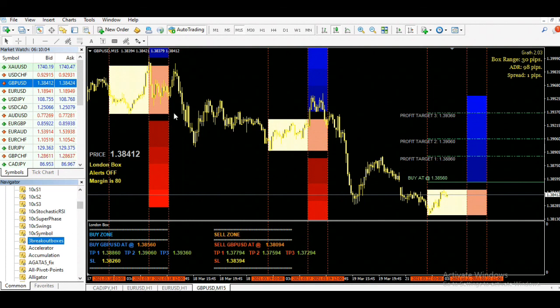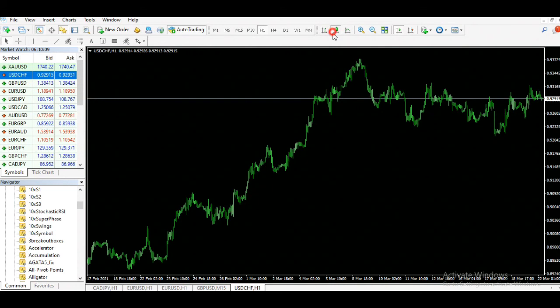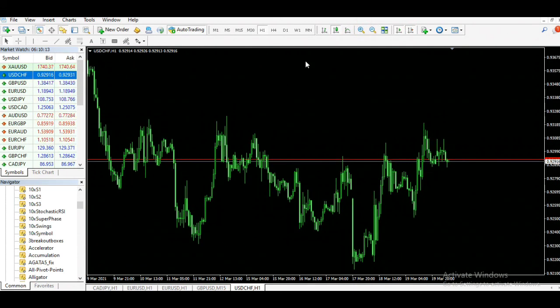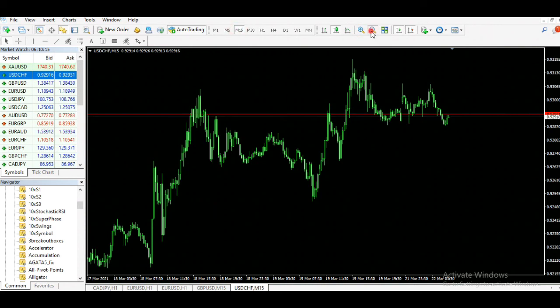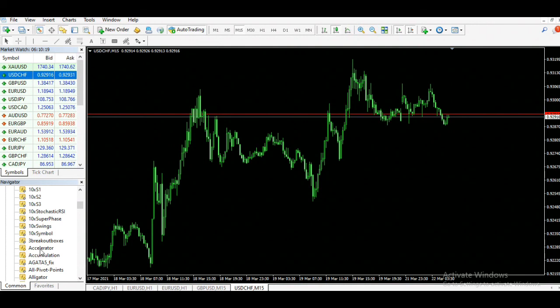It gives you the exact entry level and take profit levels for the buy zone and sell zone. Moreover, the indicator draws the London box, New York box and Asia box on the chart. It's recommended to load the indicator on the M30 or H1 chart.